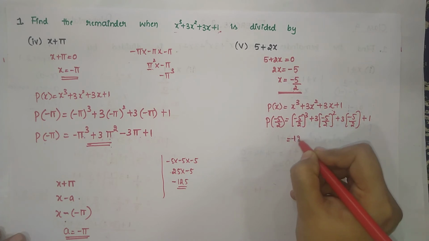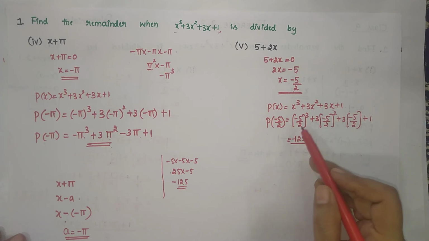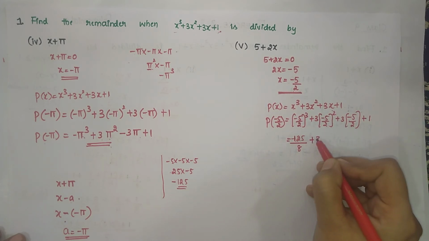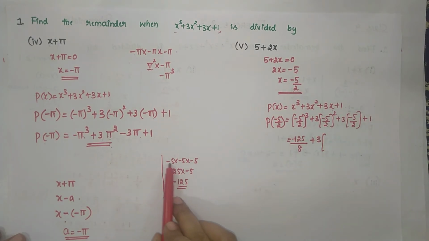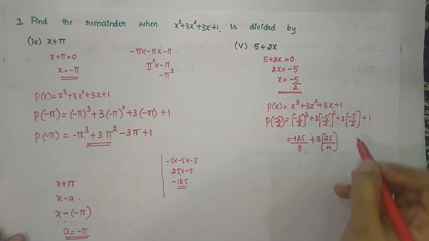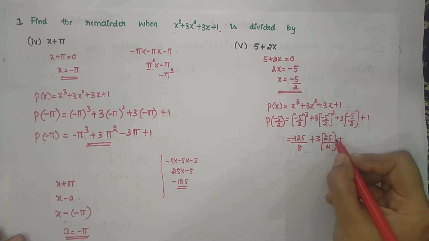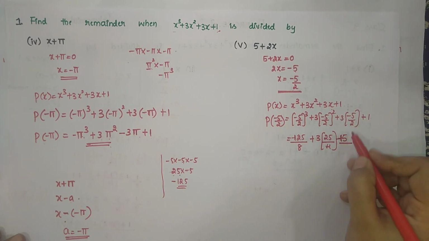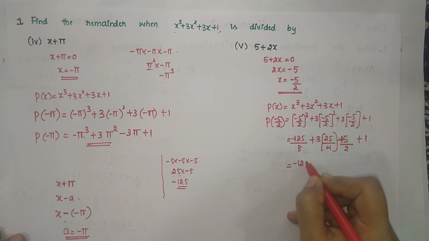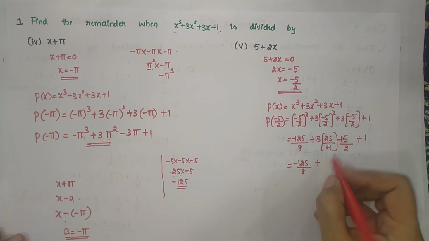So minus 125 divided by 2 cube. 2 cube means 2 is multiplied 3 times. So 2 into 2 into 2 is 8, plus 3 into minus 5 square. Minus 5 square is 25. So it is 25 divided by 2 square, which is 4, plus 3 into minus 5. So minus 5 into 3 is minus 15 divided by 2, plus 1. So it is minus 125 divided by 8, plus 25 into 3. 25 into 3 is 75.